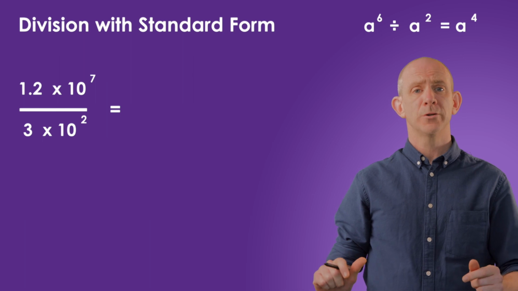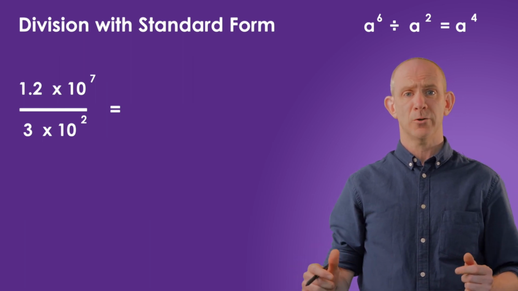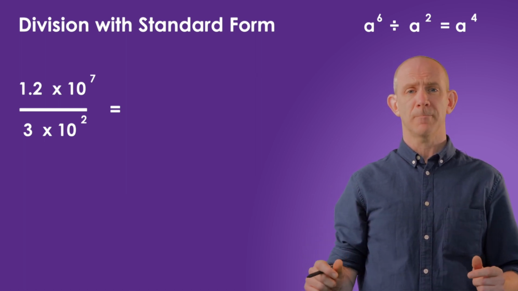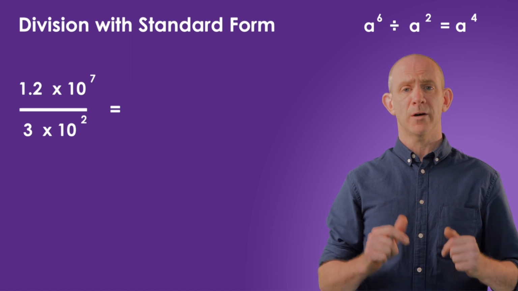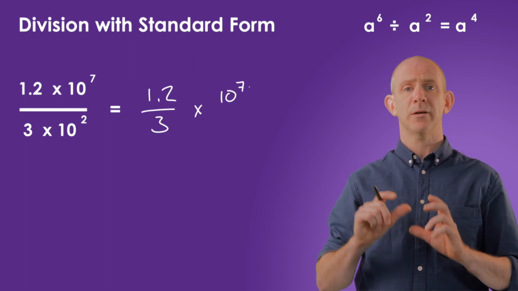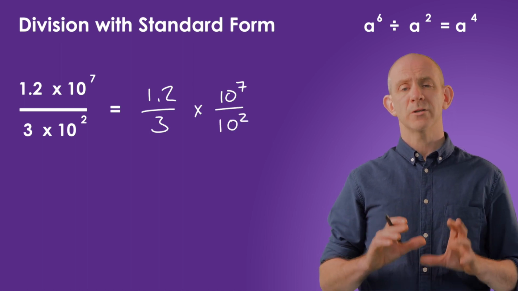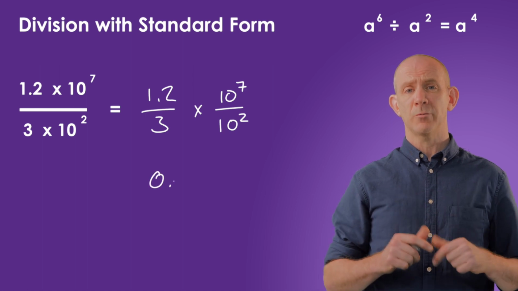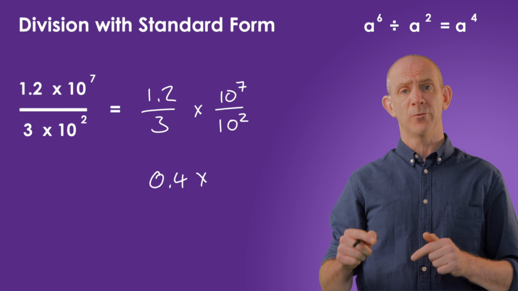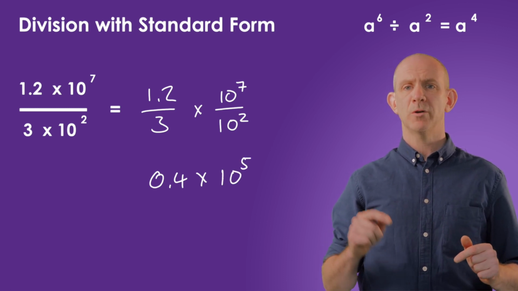So here I've got 1.2 times 10 to the power of 7 over 3 times 10 to the power of 2. We can split these two sections up so we're dealing with them separately. So we can make it 1.2 divided by 3 times 10 to the power of 7 divided by 10 to the power of 2. What I can now do is imagine 12 divided by 3 would give me 4, so 1.2 divided by 3 would give me 0.4.